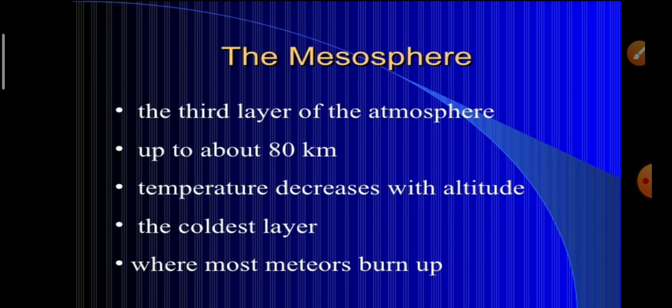The boundary zone between ionosphere and mesosphere is called mesopause, and this is also a coldest layer in the atmosphere. And the meteors which come from outer space burn up in this layer. So these are the important facts about mesosphere.